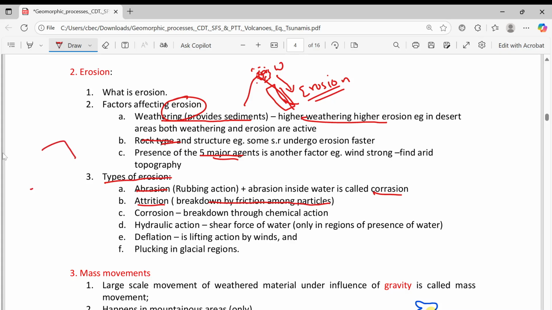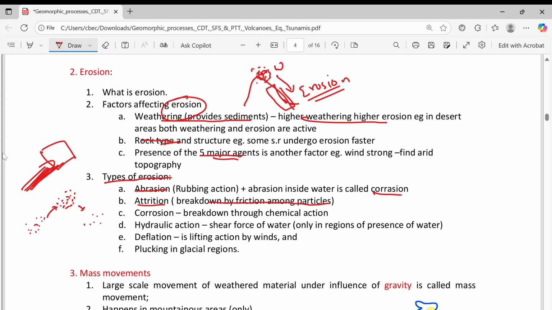Okay, this is one rock and water is coming and hitting. Okay, this is the abrasion. There are some particles moving in water. Now what will happen? These keep hitting each other. Then what will happen? They will break down into small particles.